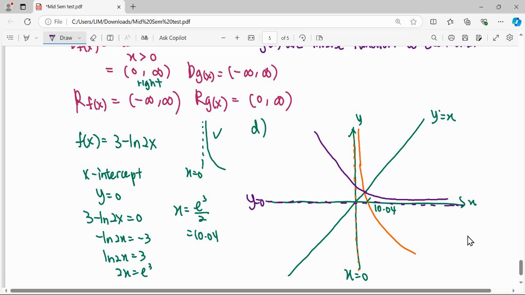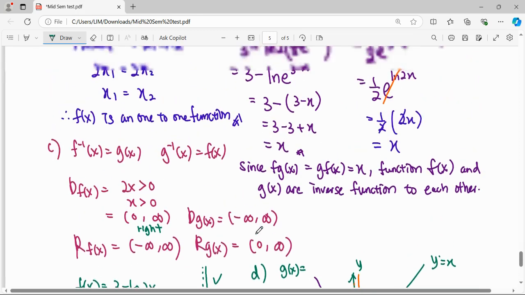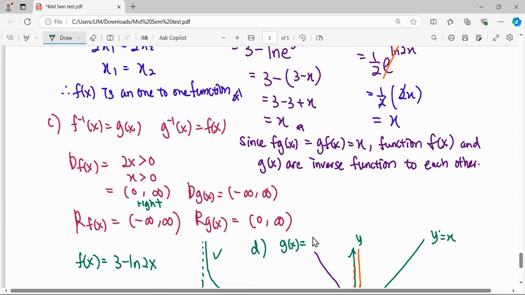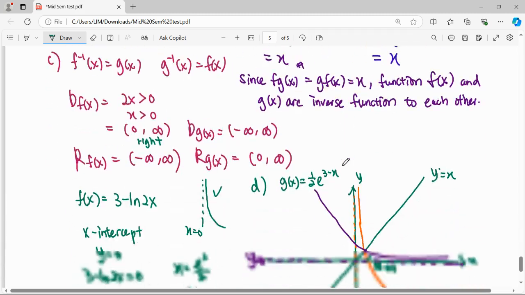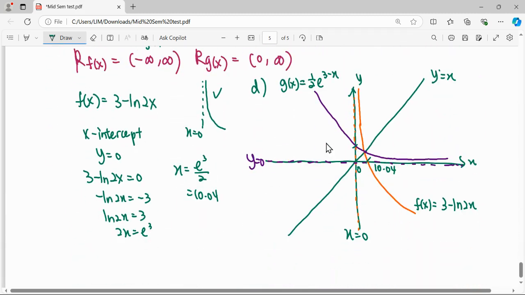Then after all, we're going to label every part of the function: start from the origin, x-axis, y-axis, axis of reflection, and then the function and the inverse function, which is our g(x). So g(x) is given. And finally, don't forget its intercept of 10.04. Your x-intercept, when you reflect, will become the y-intercept.